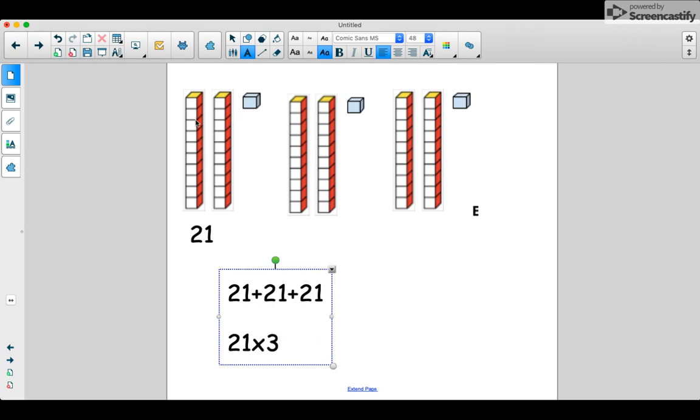But looking at the visual, I'm first going to start by looking at all my 10s. 10, 20, 30, 40, 50, 60, and then my ones, 1, 2, 3. So I know that 21 times 3 is 63. So it's important to remember that multiplication is repeated addition because we're taking the same number and we're just creating groups of it and repeating it over and over.